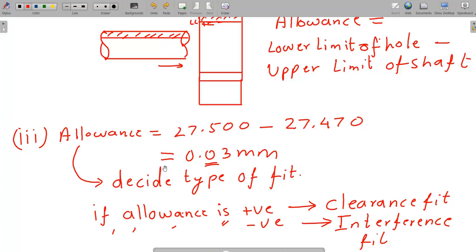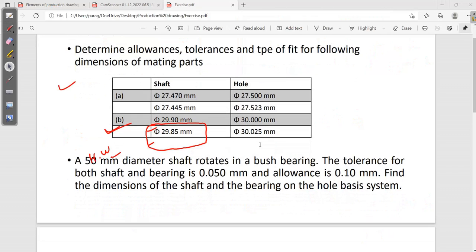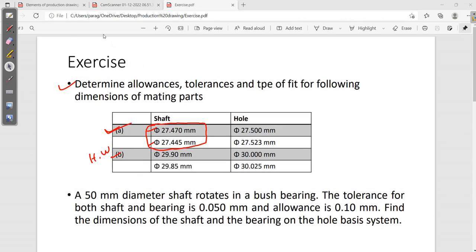So in 2021, I think they have asked one question based on these allowances and type of fit. Okay, so let's move to the next question. Just try this for your homework, solve and send it to me. I will tell you whether it is correct or not. Question number B, it is for homework. It is similar way. Just solve it and see first.